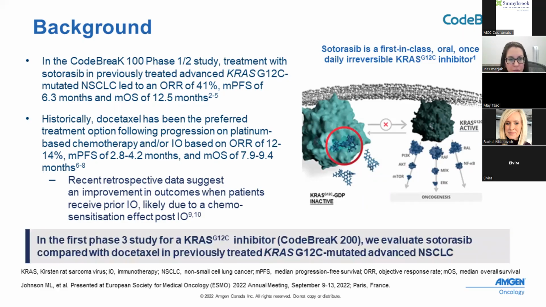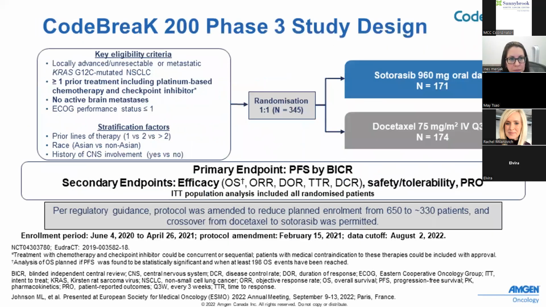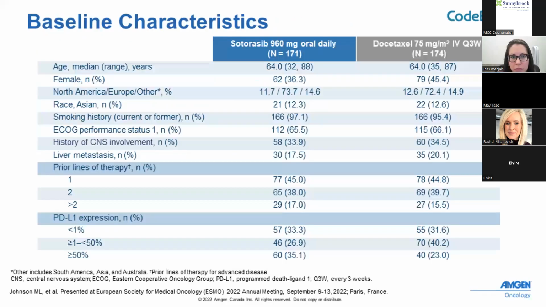So this is a phase 3 study of this inhibitor, sotorasib, compared with docetaxel. Patients had at least 1 prior treatment, including a platinum-based chemo and a checkpoint inhibitor, no active brain mets. They were randomized to sotorasib versus docetaxel. Primary endpoint was PFS. Crossover was permitted. So the baseline, just to highlight that the majority of patients here have 2 or more lines of therapy.